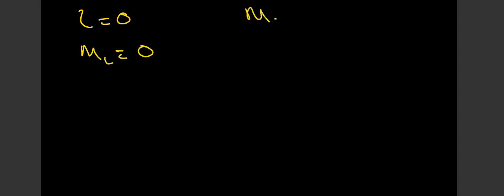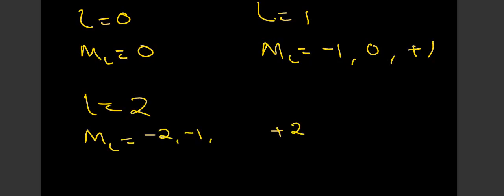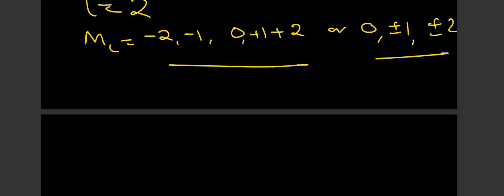Then when L is equal to 1, ML will be -1, then 0, then +1. Then when L is equal to 2, we simply assign -2. Then we know there should be a +2, right? So we assign everything in between, then +1. Some people can just write this as 0, plus or minus 1, plus or minus 2. It's one and the same. Then the other one will simply be 3. So we have to go up to 3 and 4.